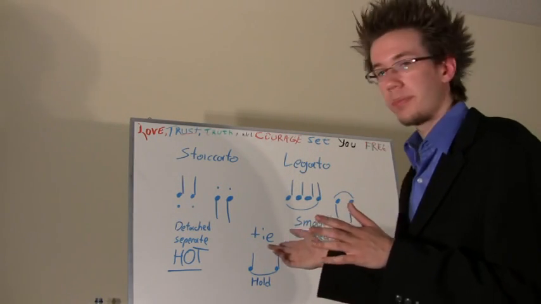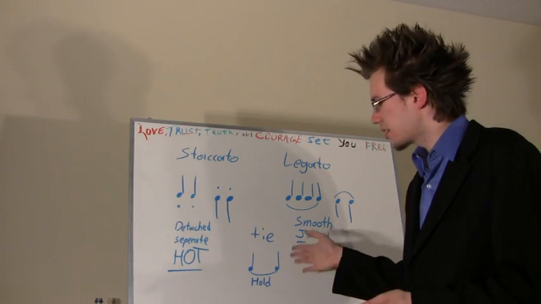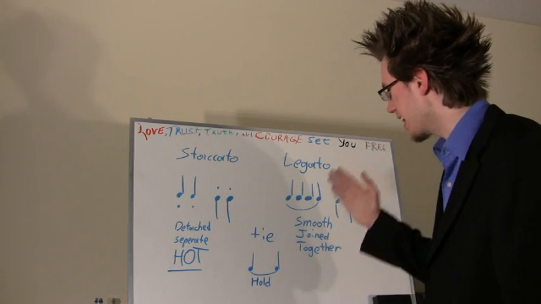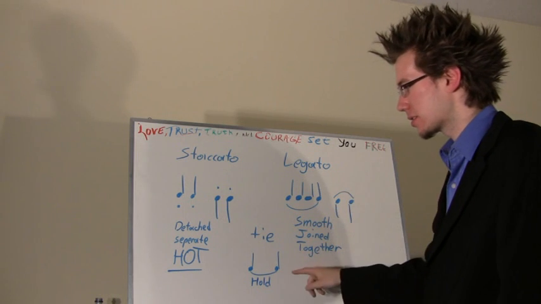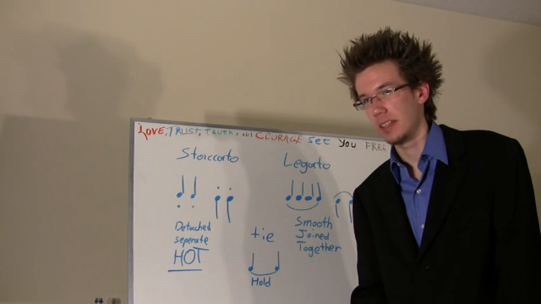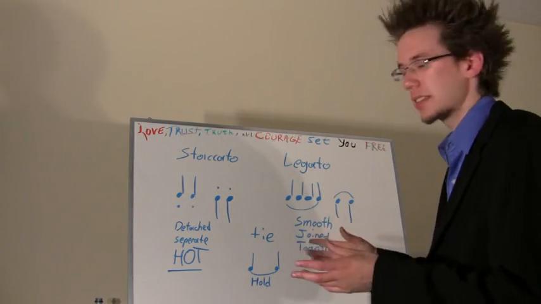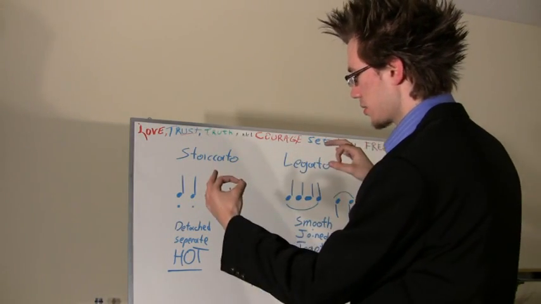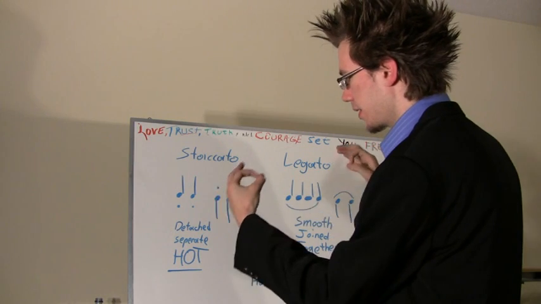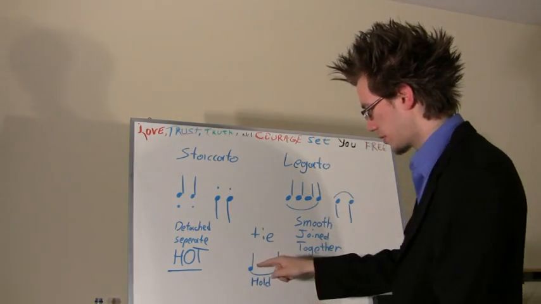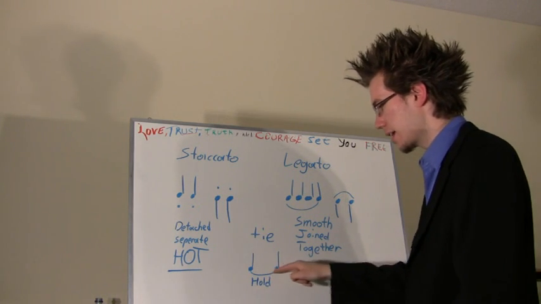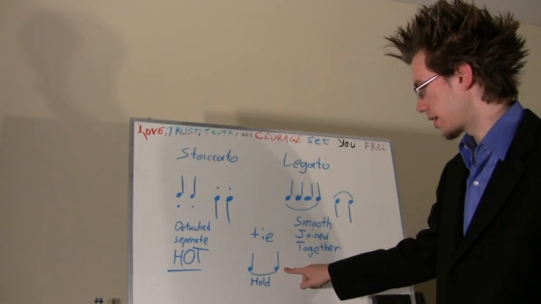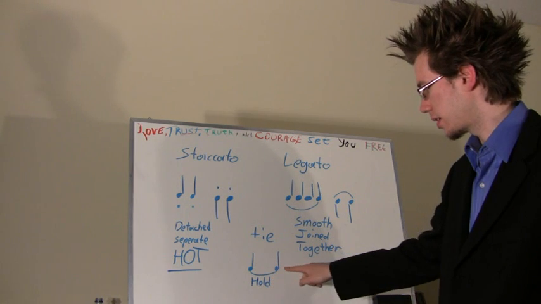Now the last one is called a tie. I was considering not even doing this, but I thought I'd just throw it in there because I had some extra space. A tie is not to be confused with a slur. There's a big difference, but they look very similar, and quite often people mess these up. Think of taking two cans and tying them together with a string. You've got this can and this can, or that note and that note, and you tie them together with a string. What's going to happen is this note and this note are going to become one note, and you're going to hold it all the way to the end.